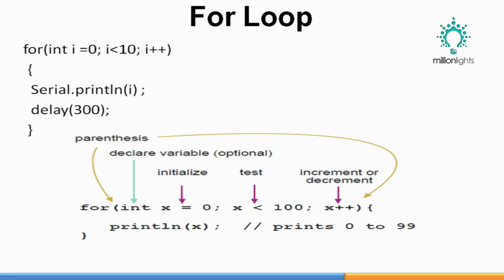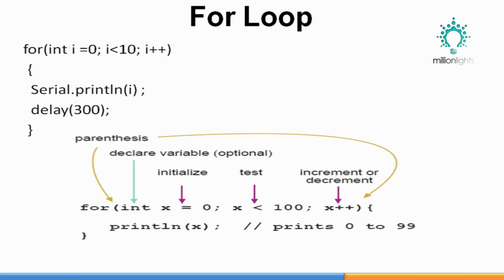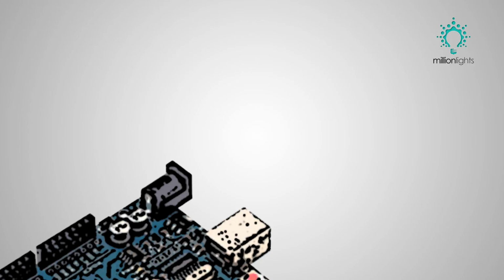So when you start from 0 and write less than 10, the loop is executed 10 times. Now suppose I say the value of I is equal to 1 and I is less than or equal to 10. If I write like this, the program will not work for 10 times, it will work only for 9 times. So initialization and condition checking have to be taken care of. Okay, now we'll write this code onto the Arduino IDE, compile the code, upload it onto Arduino, and we'll see what the result is.